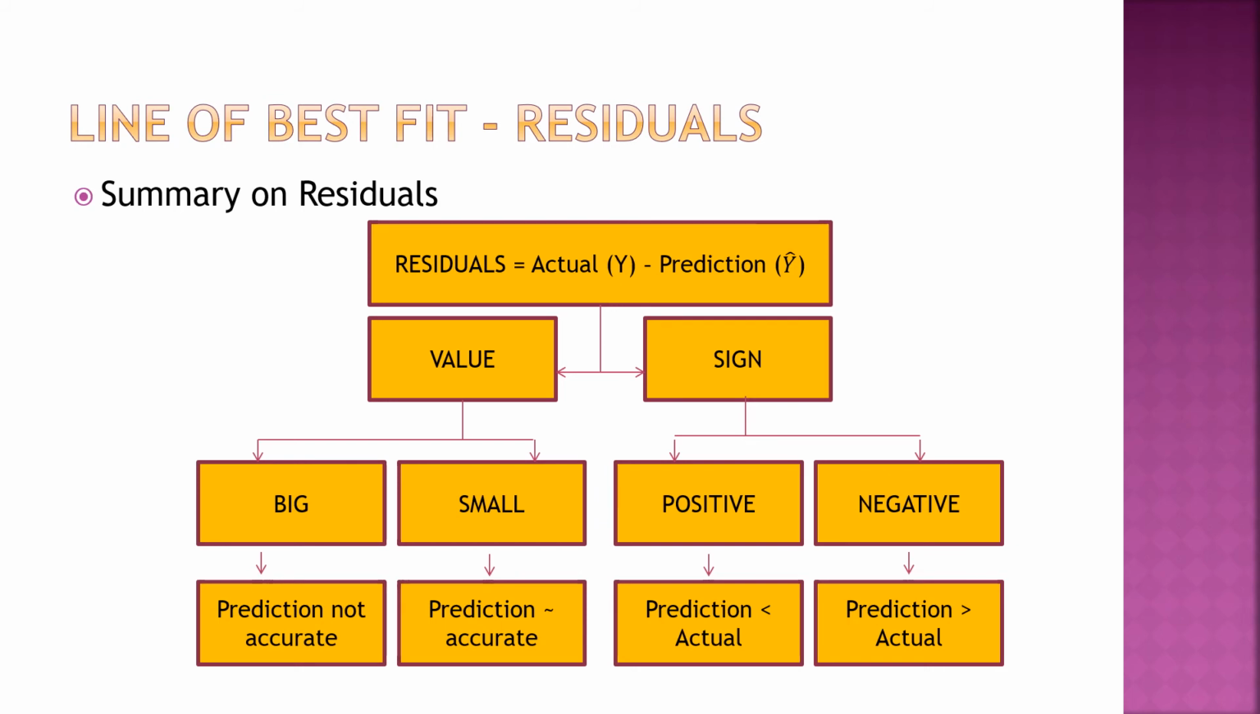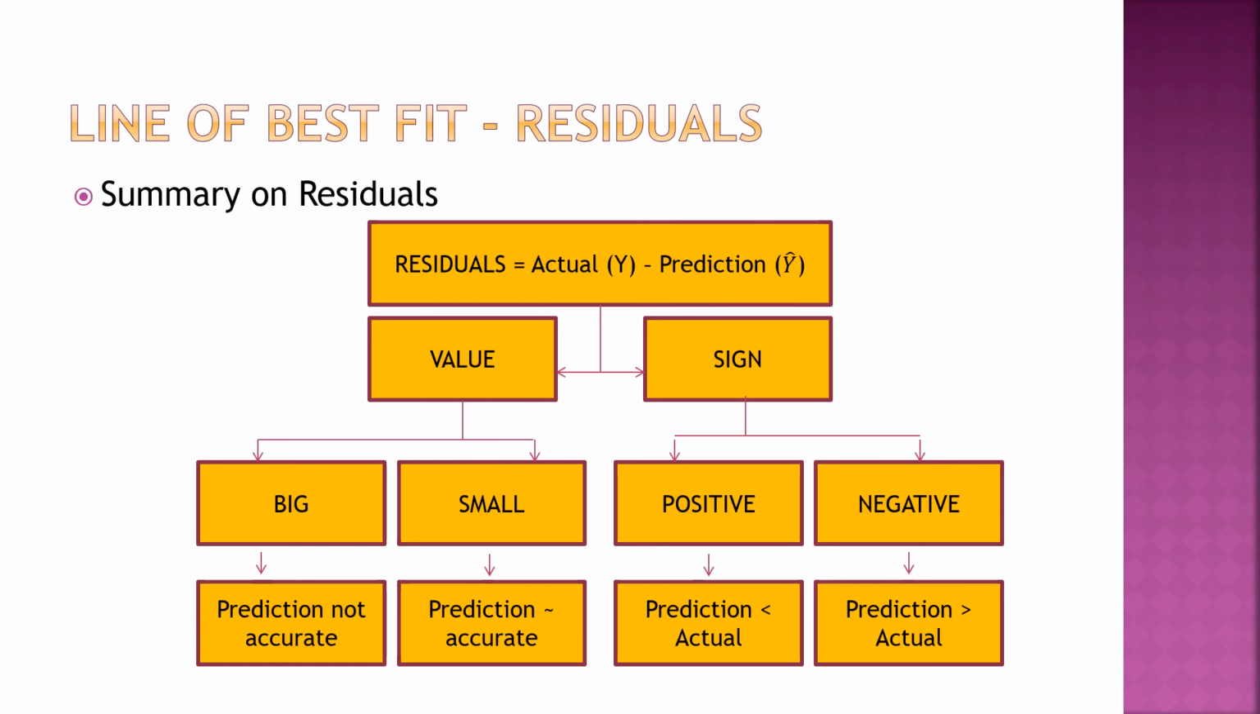Okay, so let's look at a small summary here on this slide. All right, how to find residual? Actual minus predicted. Actual is whatever is given to you in the table, okay? Predicted is whatever you calculate from your equation. If the value of the residual is big, prediction is not accurate. I explained to you already. The difference between actual and predicted is very big means you're not on the right track. If your residual is small, then it's good. Prediction is quite accurate.